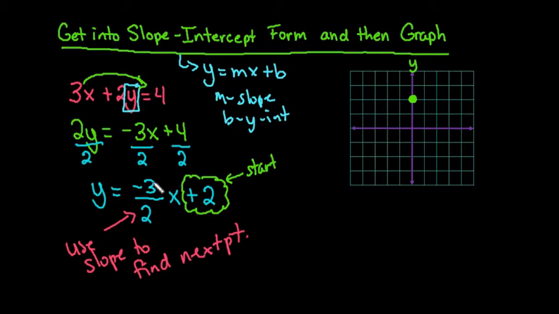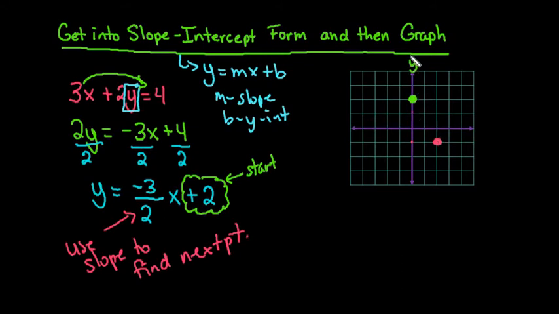So with this, because it is negative, remember that anytime you have negatives, you have to do one negative direction and one positive direction. So since our top number is 3, I'm going to go down 3, 1, 2, 3, and then I'm going to turn and go right 2. So this would be our next point.